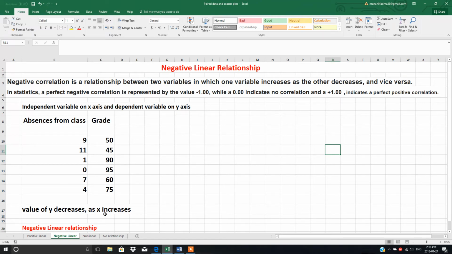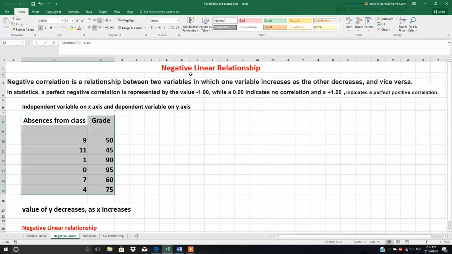Value of y decreases as x increases. This is x. I will show you here. So this is my data. When there is no absence from the class, you receive 95%. Your grade was 95%. Suppose you were absent only one day from your class, your grade decreases to 90%. If you are absent 4 times in a semester, then you will get a grade of 75%. So as x increases, y decreases. Here you have missed 11 classes in a semester, so your grade is 45%.